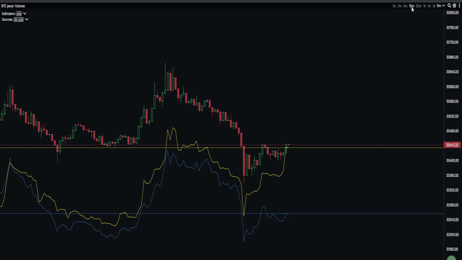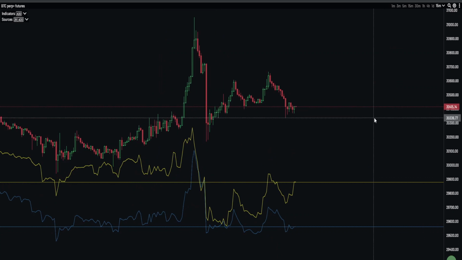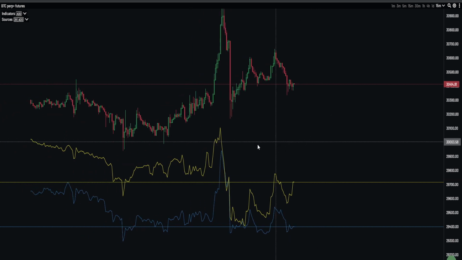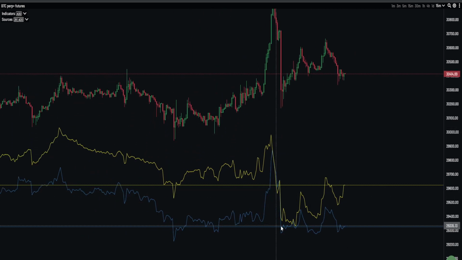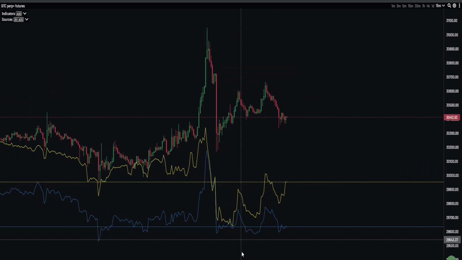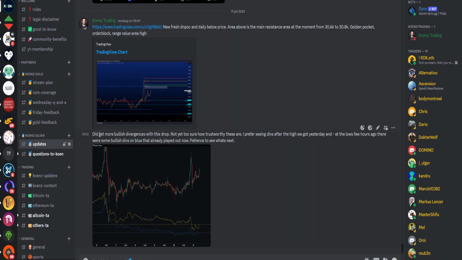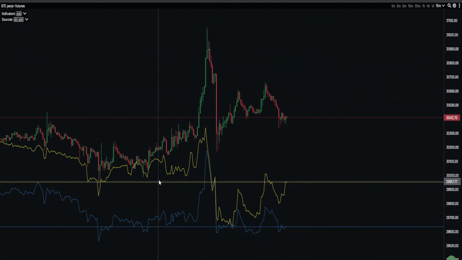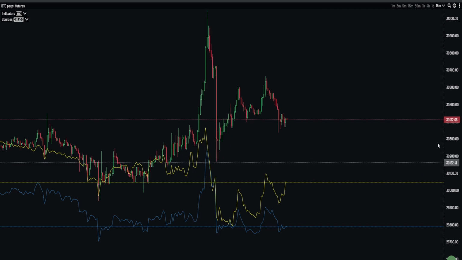And if we go to the AGGR chart over here, you can find the template and everything in Discord, but also the video where I explain CVD in my end screen of this video. But if we look over here, you can see higher low on price, lower low on the yellow CVD, right? A bullish CVD divergence. But I mentioned as well that this is not something I would personally trade from. And if I go to the text here, we did get more bullish divergences with the drop, but I'm not sure how trustworthy these are. I prefer seeing divergences after the high we got yesterday. So meaning the divergences on the right side of this high. So no divergences with the left side of this move, but only on the right side. That's what I would be looking for personally.